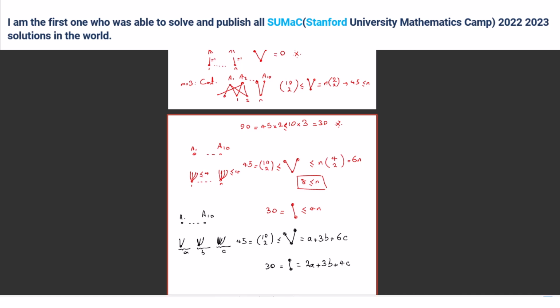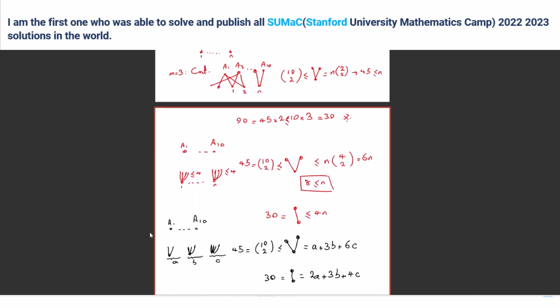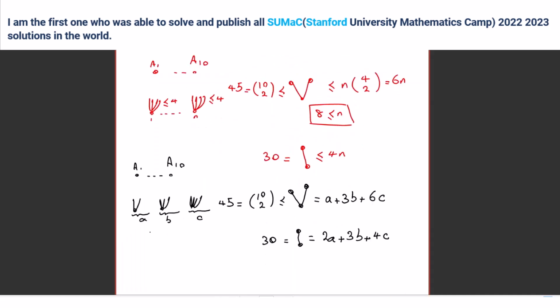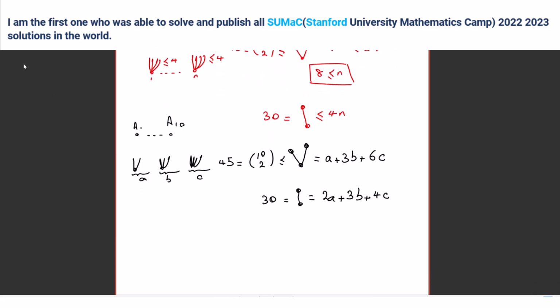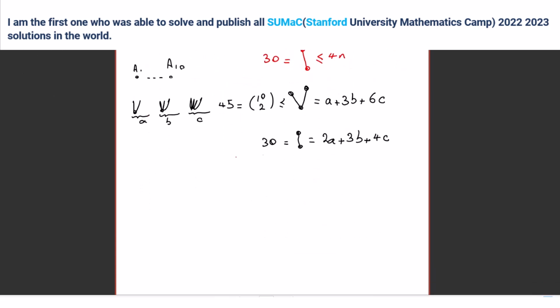Okay, wait. So I think what happens is if I subtract 2A plus 3B plus 4C from A plus 3B plus 6C, then I get 15 is less than or equal to 2C minus A. You could reach a contradiction, I'm pretty sure. Can you explain again? Sorry. So I subtracted 2A plus 3B plus 4C from the above inequality. So I get 15 less than 2C minus A. This one minus this one, so 2C is greater than or equal to 15, right?